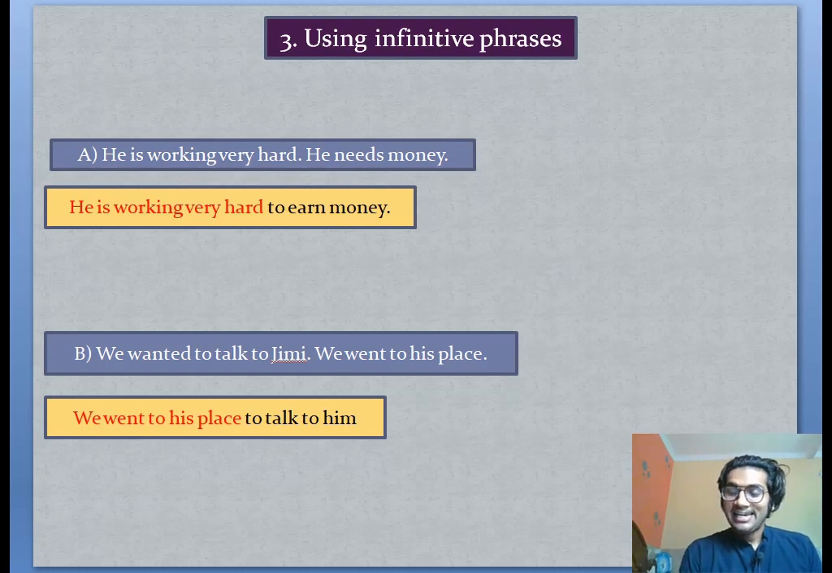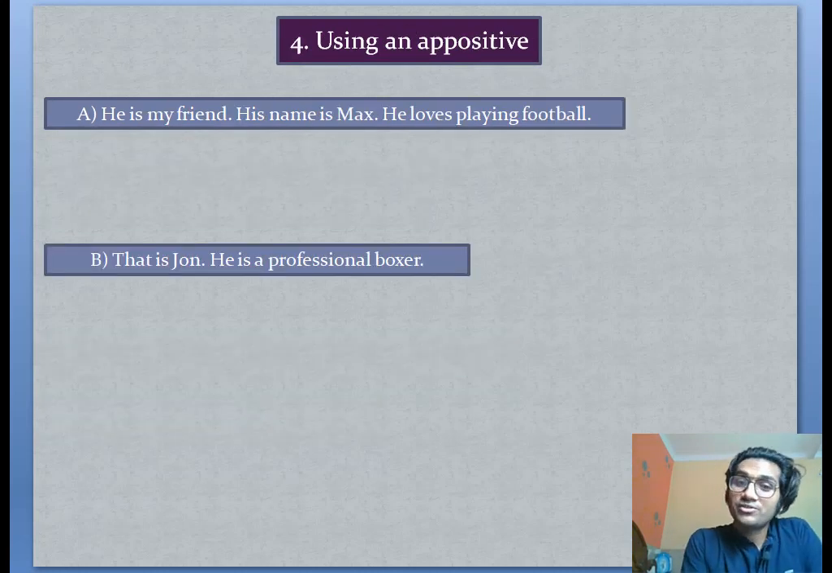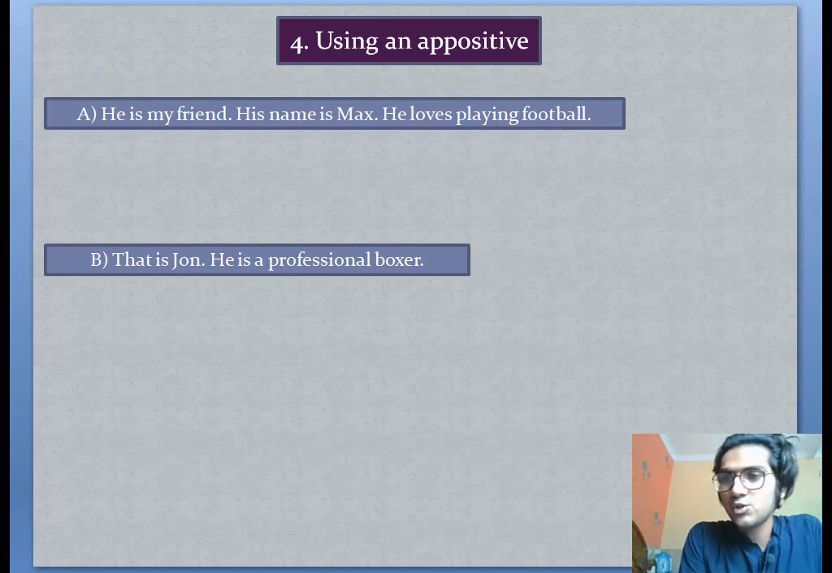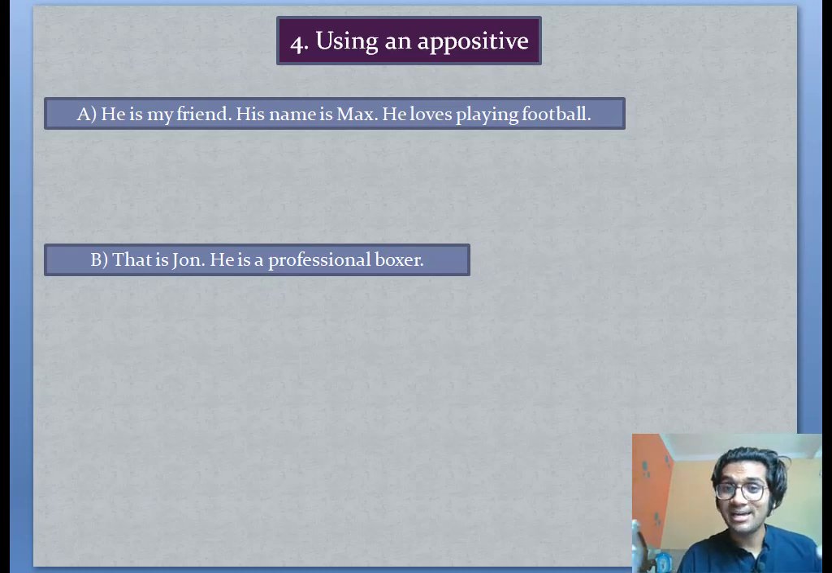Simple. Next type, using appositives. I told you appositives are words or phrases that rename a noun, and that noun sits next to the appositive. It gives a new name to the noun. Look at these examples. He is my friend. His name is Max. He loves playing football.